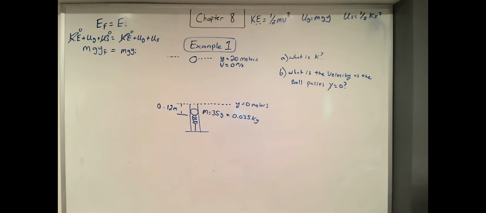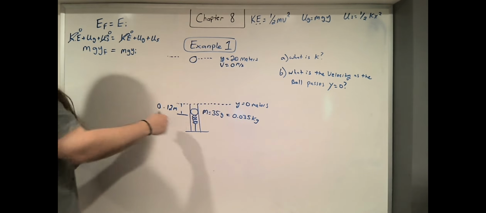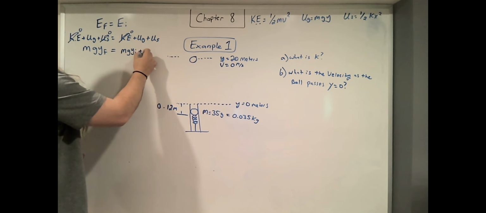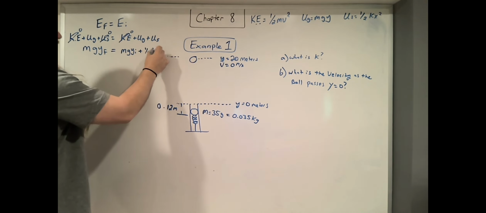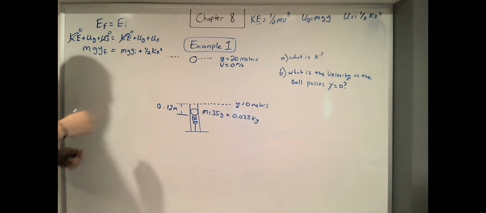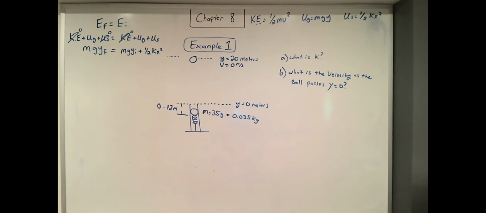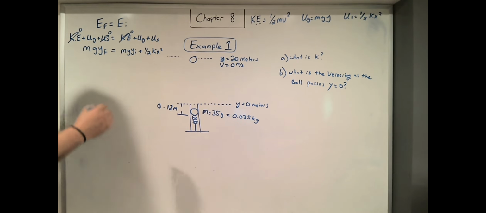And then we ask ourselves, well, is there a spring involved in the beginning? In the initial, is there a spring involved? And yes, of course there is. We now have a spring that is compressed. So that's going to be 1/2 k x squared. There's my k that I'm looking for, 1/2 kx squared. The k is the thing that I'm looking for. That's what question part A is. Okay, so now I can start putting some numbers in and see where we go.